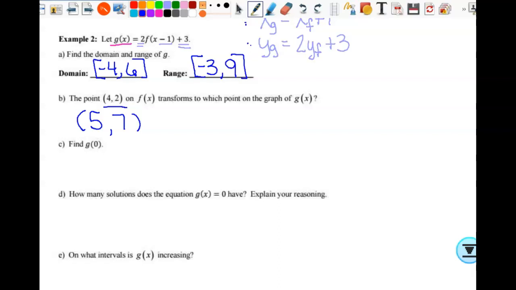Am I going to use my little equations for g of 0, or what do I do for something like that? Just substitute it in, right? Substitute it in right here. So that will give me g of 0 is equal to 2 times f of 0 minus 1 plus 3. That means I have 2 times f of negative 1 plus 3.